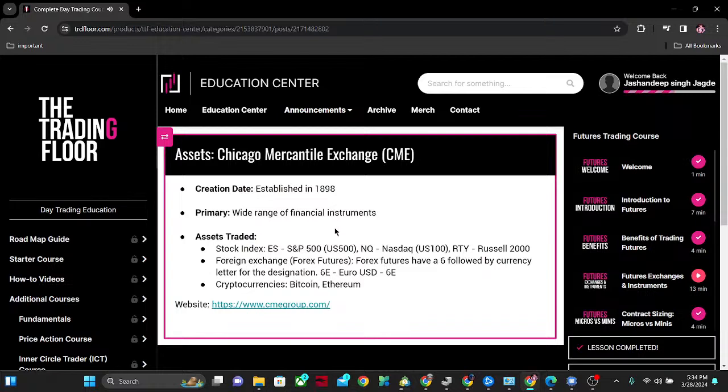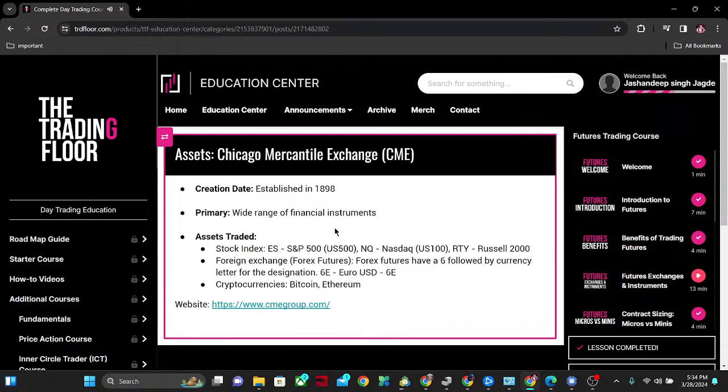CME offers an extensive range of financial and commodity contracts, but it has a primary focus on financial assets, including stock indexes, for example, S&P 500 and NASDAQ, known as ES and NQ futures. The foreign exchange currencies, Forex. Yep, you can trade Forex in futures too. The futures currencies are focused on the US dollar currency pairs.